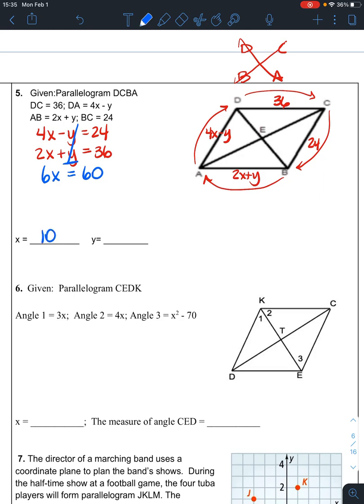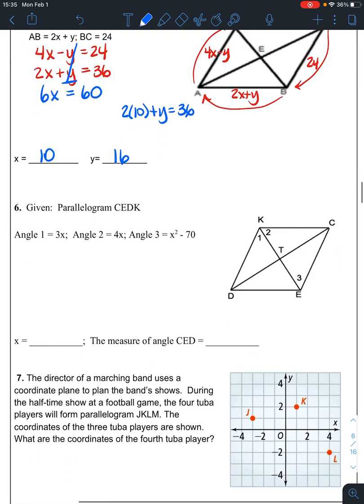Now, sometimes you might have to multiply something to make one of the variables go away, but that's our goal, is to eliminate one of the variables. So if x is 10, I'm just going to go back up. It doesn't matter which equation you use. But when I did it earlier, I used 2x plus y equals 36. Now we know that x is 10. Plug it in, subtract 20 from both sides, and you get that y is 16.